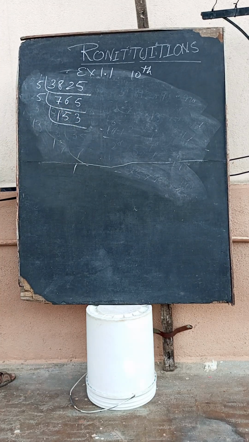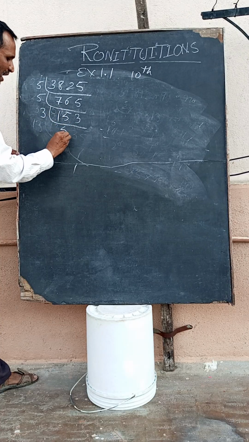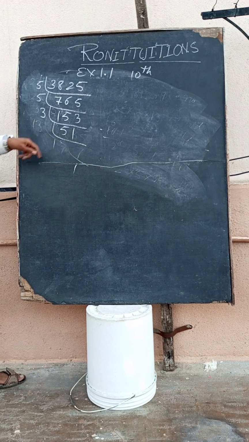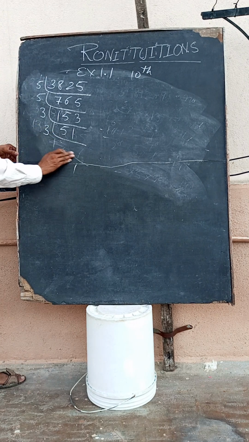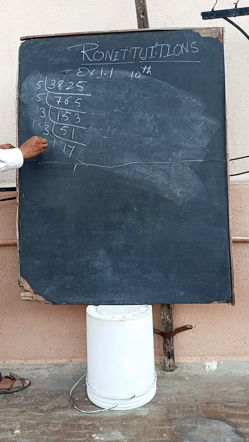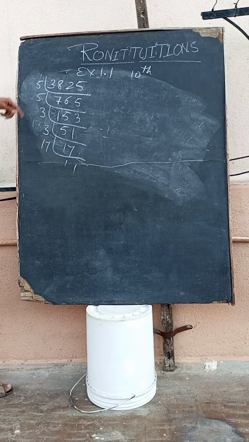Now this number 153: 6 plus 3 becomes 9. So we can divide it by 3 also. 5 5s are 30, 3 5s are 15 and 3 1s are 3. Then this number again can be divided by 3. So we can write it like this. This is 17 3s. Then 17 is a prime number, 17 and 1. So like this we can write it.